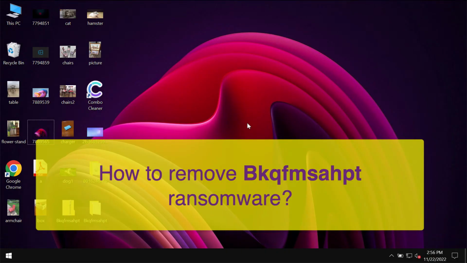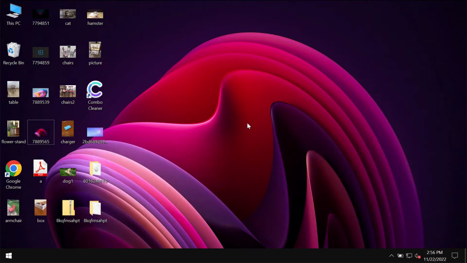Ladies and gentlemen, my video guide will provide you with instructions that will help you to remove the ransomware called Bkqfmsahpt. Anyway, this is a random set of characters, but the ransomware is called like that because it encrypts files and appends this extension to the files.